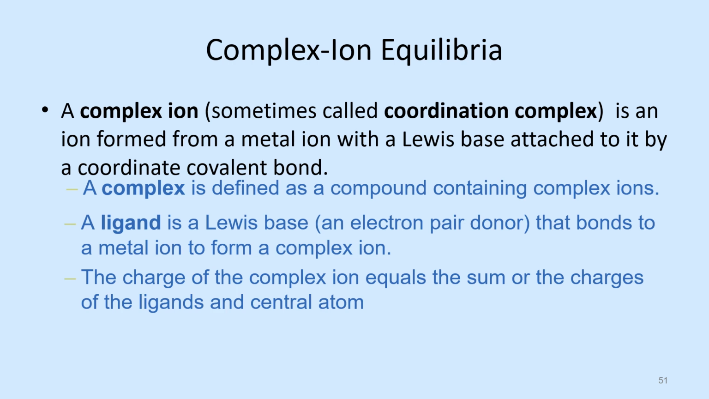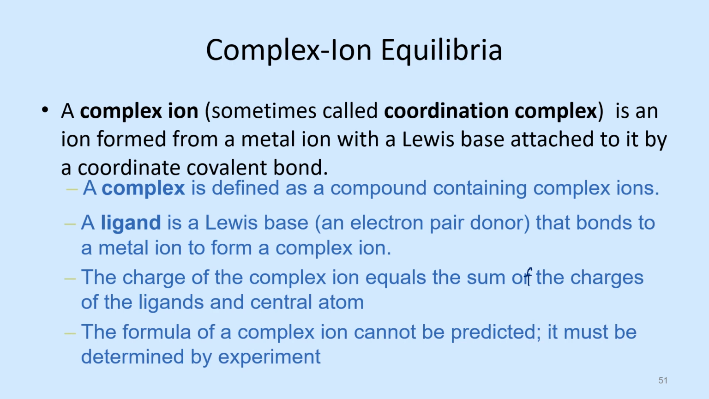And like I said a minute ago, the charge of the complex ion always equals the sum of the charges of the ligands and central atoms. So if the ligands have a charge, you have to add those together. The formula of a complex ion is not really predictable. You have to determine it by experiment, so we can't know what it's going to do until we find out.